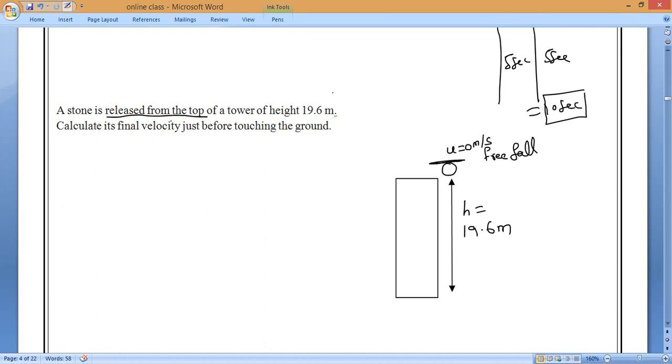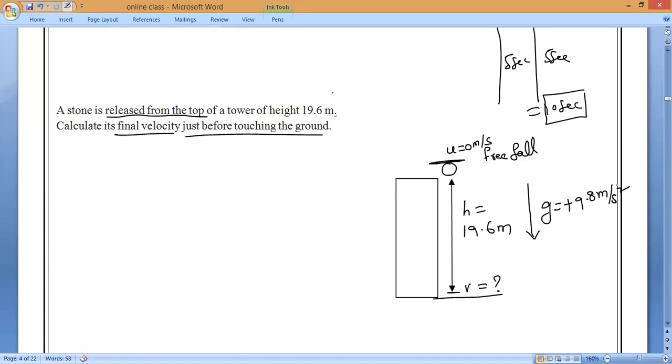Now they are asking to calculate its final velocity just before touching the ground. After touching the ground, the velocity is 0. So before touching the ground, they are asking what is the velocity? That is only the final velocity. Now you tell me, what is the equation we can use to solve this one? You know the initial velocity, you know the final velocity we want, and we know the height also. And the main thing, it is falling downwards, so the G value is positive, plus 9.8 meter per second square.